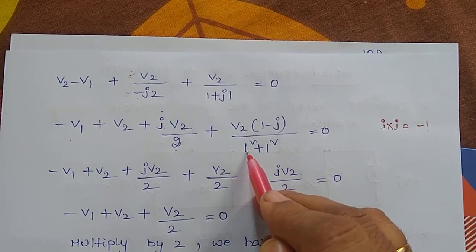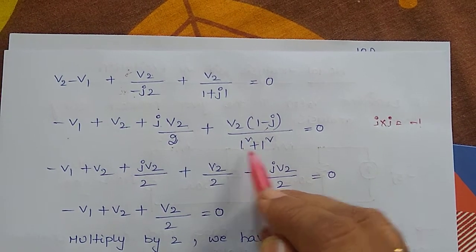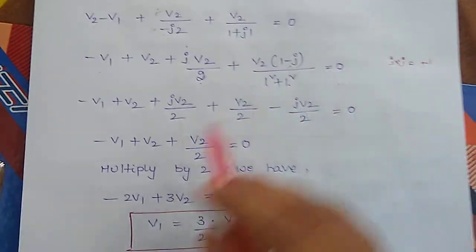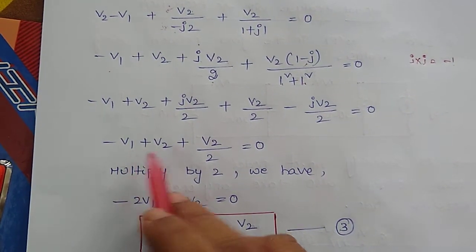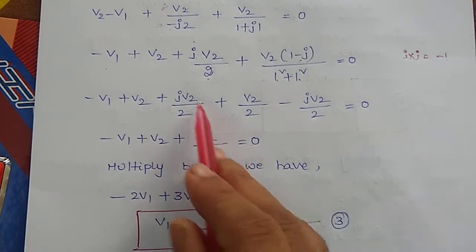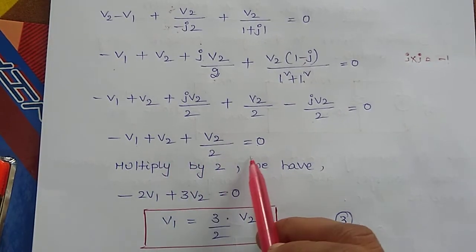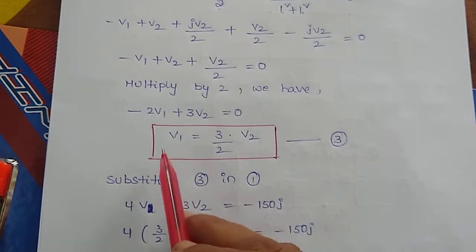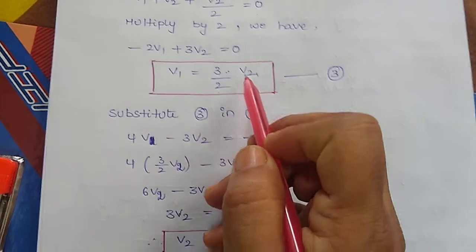So a plus jb and a minus jb will be 1 plus j into 1 minus j, which is equal to a square plus b square. On simplification, I have the equation like this, V1 plus V2 plus V2 by 2. Here jV2 and minus jV2 cancelled out. So finally V1 is equal to 3 by 2 times of V2. This is the relation I got here.